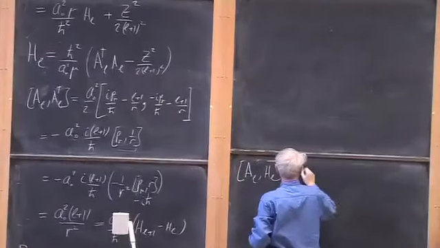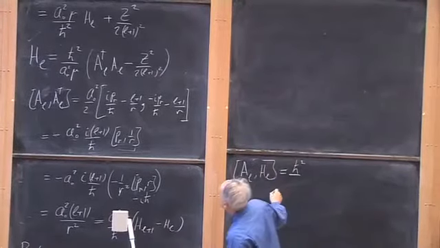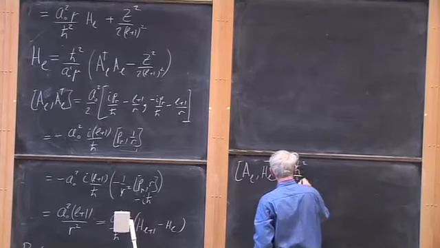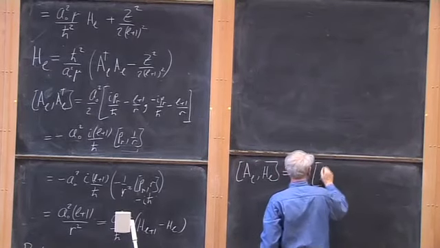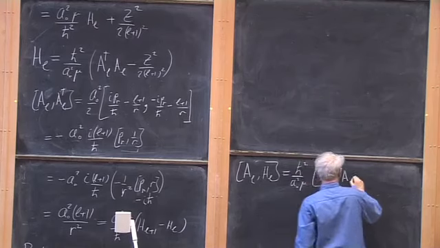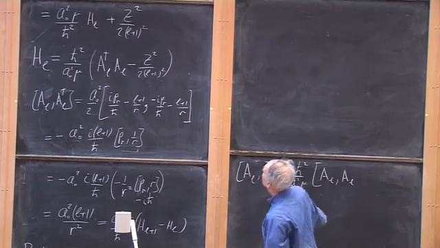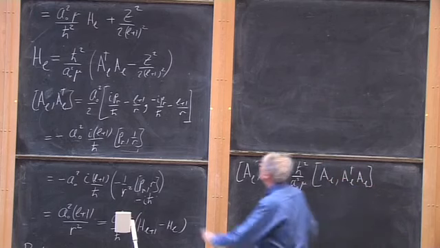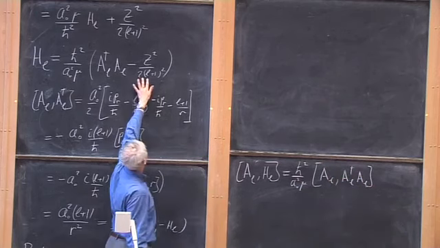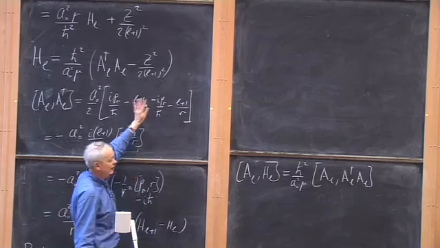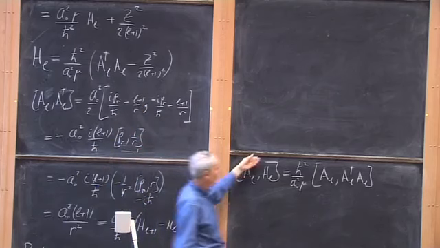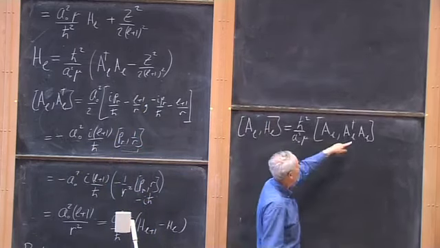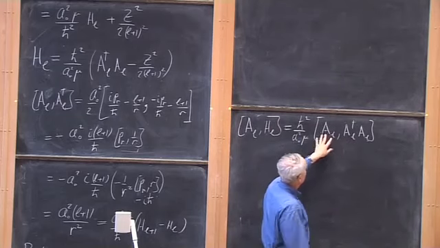So we have ħ²/(A0² μ) times the commutator of AL and AL† AL. And I can rest easy there. I need not put this stuff inside a commutator because it commutes with everything in sight, so it can't contribute to the commutator.